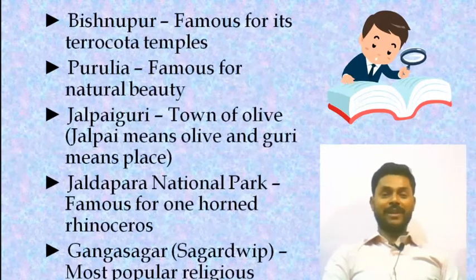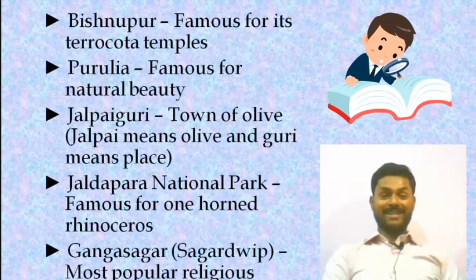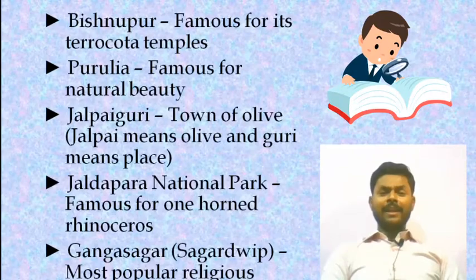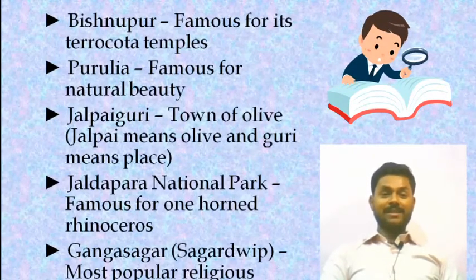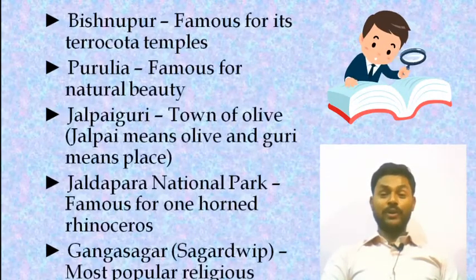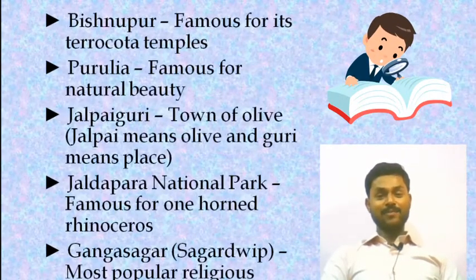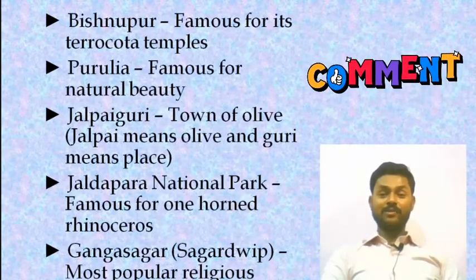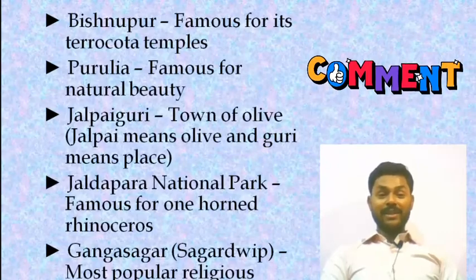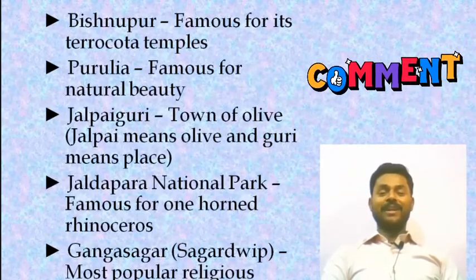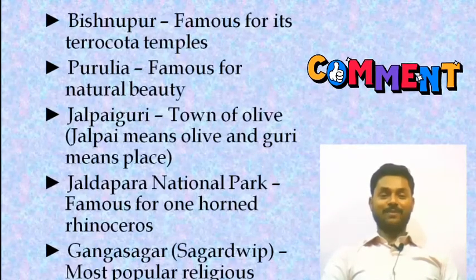So Jalpaiguri is also a tourist place of West Bengal, and we must visit this place because it is the town of olive. Next tourist place of West Bengal is Jaldapara National Park. Jaldapara National Park is famous for the one-horned rhinoceros. One-horned rhinoceros is found only in Jaldapara National Park of West Bengal. So it is also a very nice tourist place.